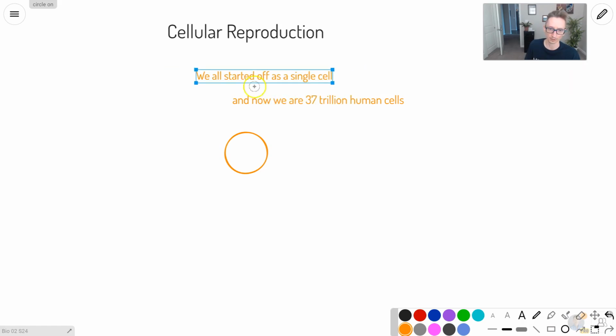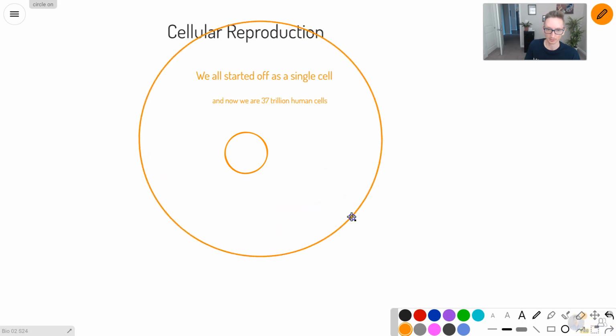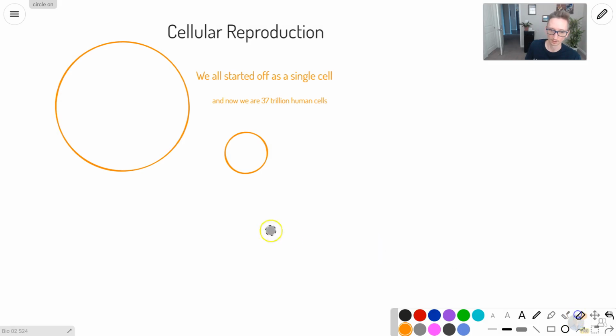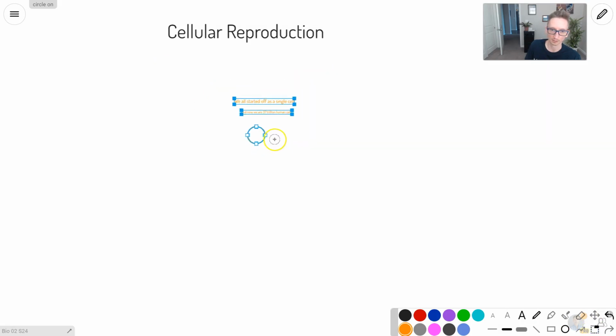How does that occur? I want to make all this smaller. Make all this small. Don't do me like that. We'll go like this. There we go.